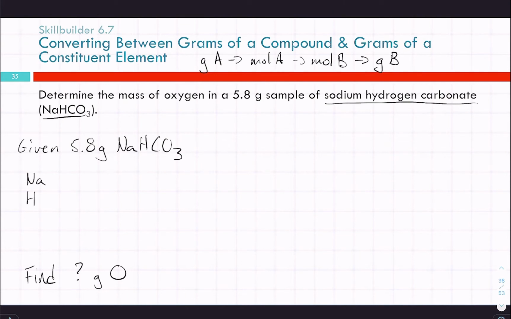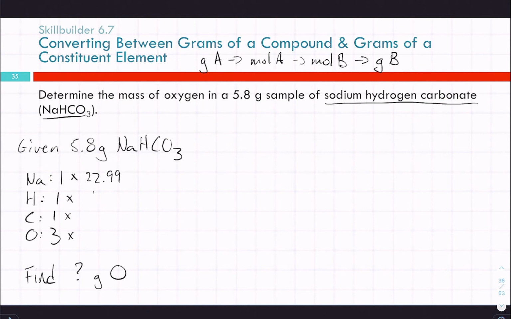So we can list these. We have sodium, hydrogen, carbon, oxygen. And then we just write down how many of each we have. So 1 sodium, 1 hydrogen, 1 carbon, 3 oxygens. Then we'll multiply each number of atoms by the molar mass of that atom, which we get from the atomic mass on the periodic table. For sodium, it's 22.98... oh, it's 22.989. Yeah, so we'll do 22.99.